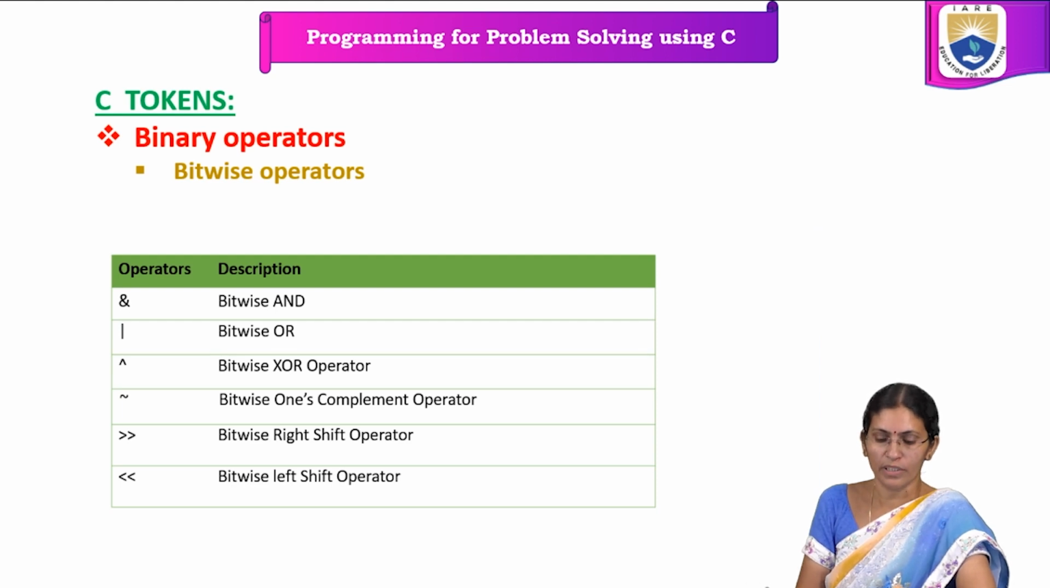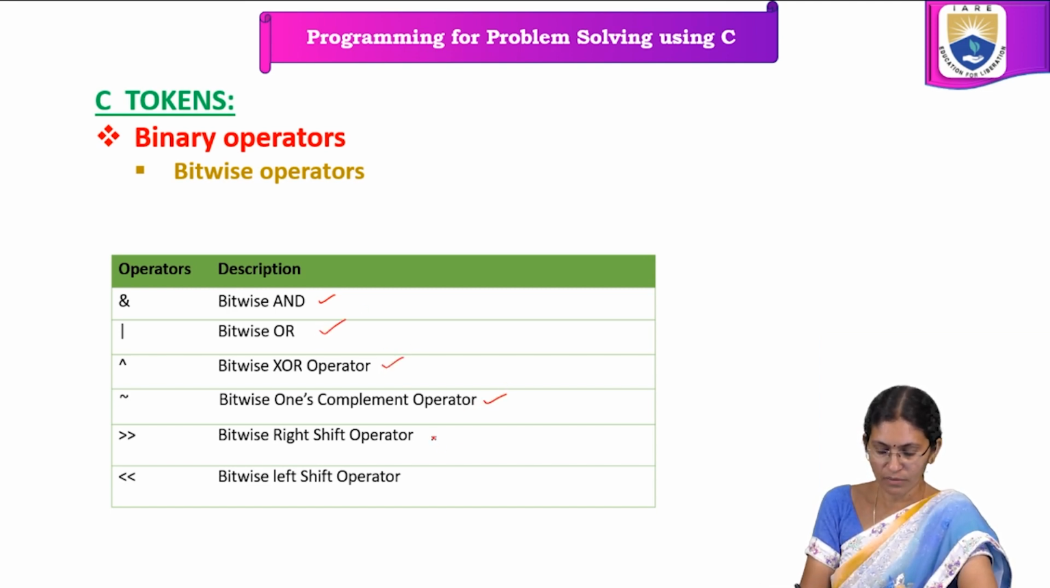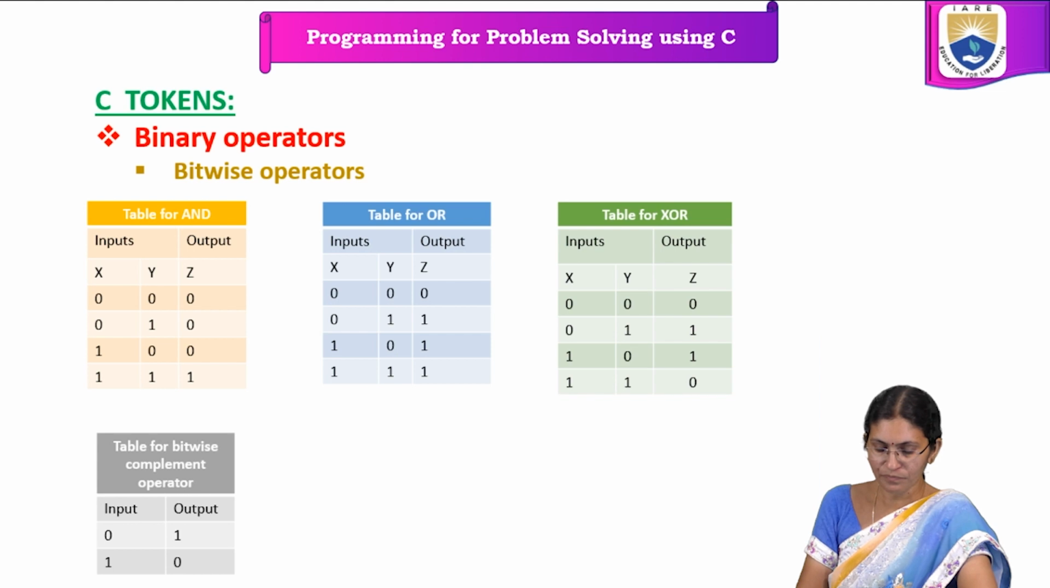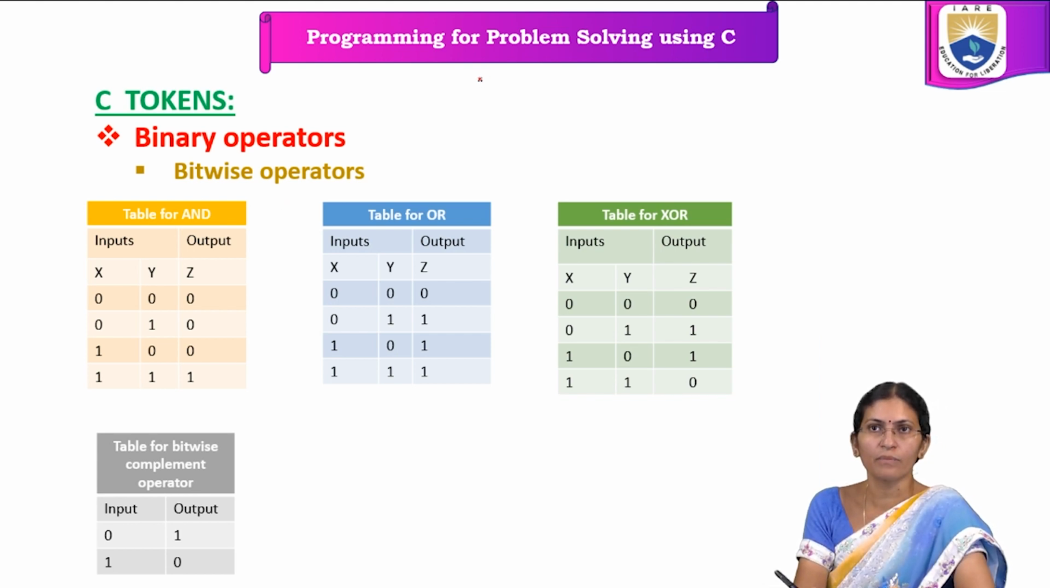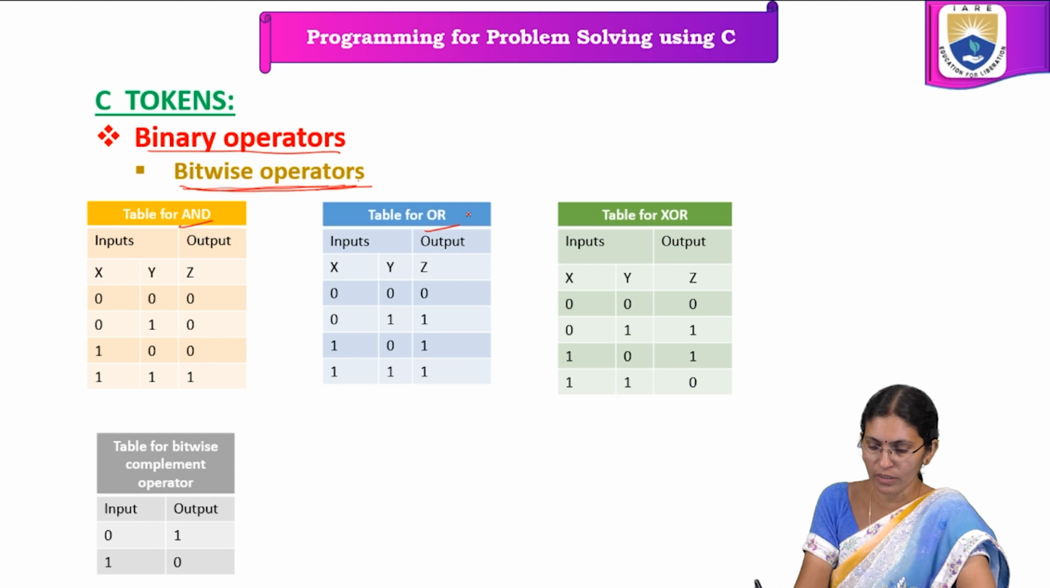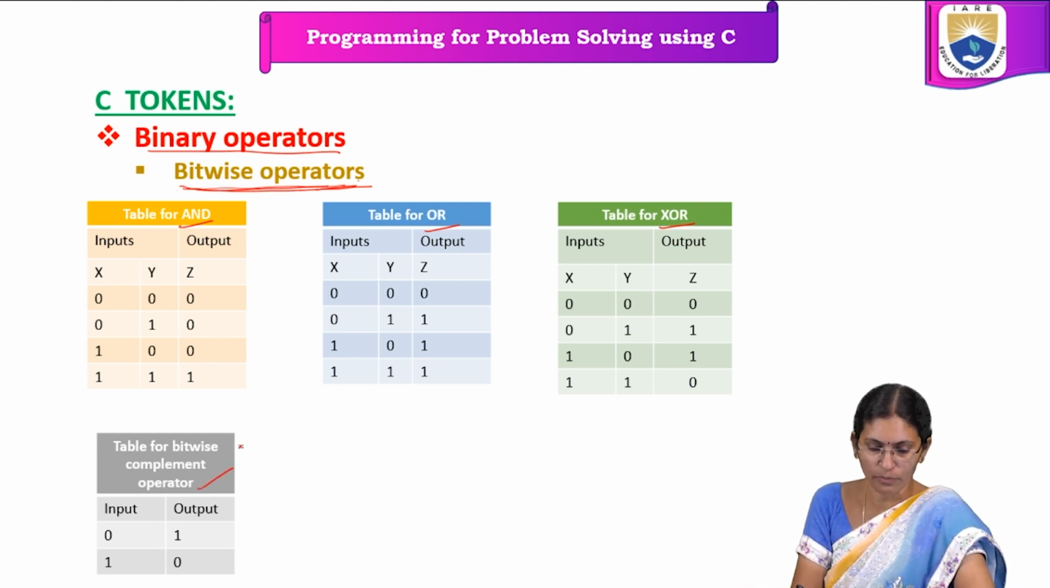Next is the bitwise operator. In bitwise operators, we have bitwise AND, bitwise OR, bitwise exclusive OR, bitwise ones complement, bitwise right shift operator, and bitwise left shift operator. So we'll see one by one. In a computer, decimal numbers are converted to binary form.